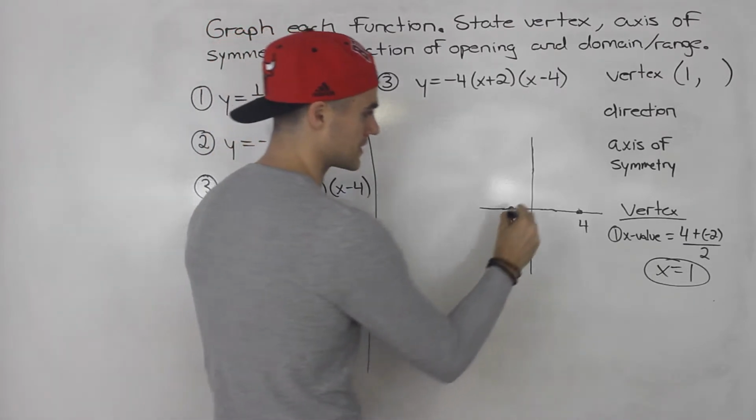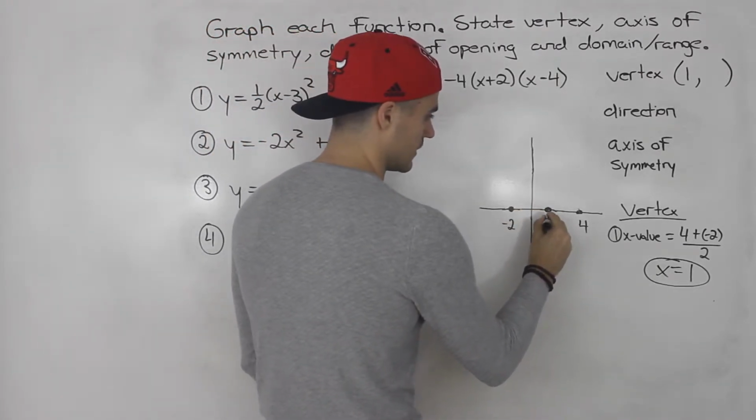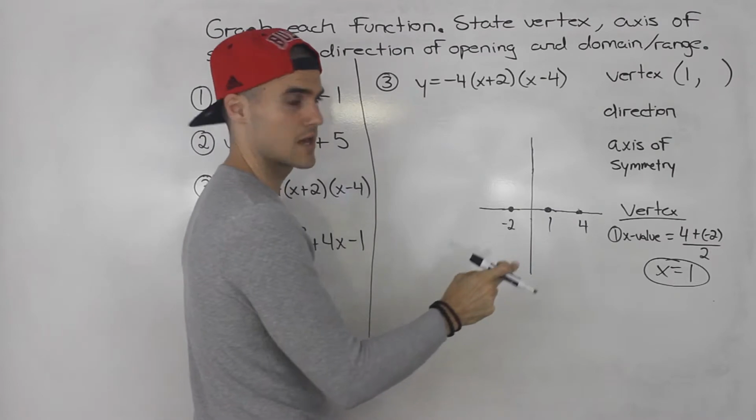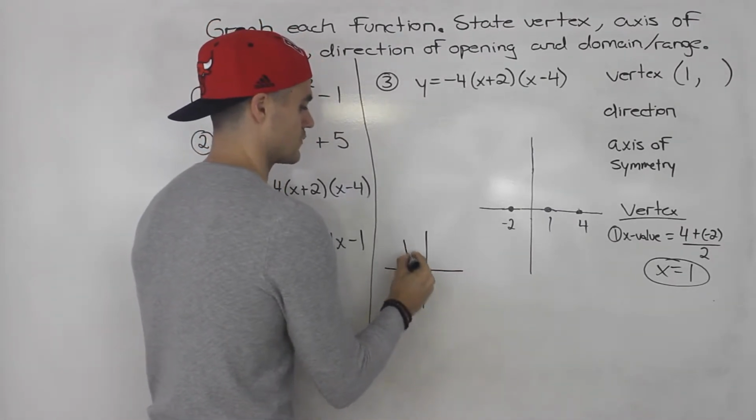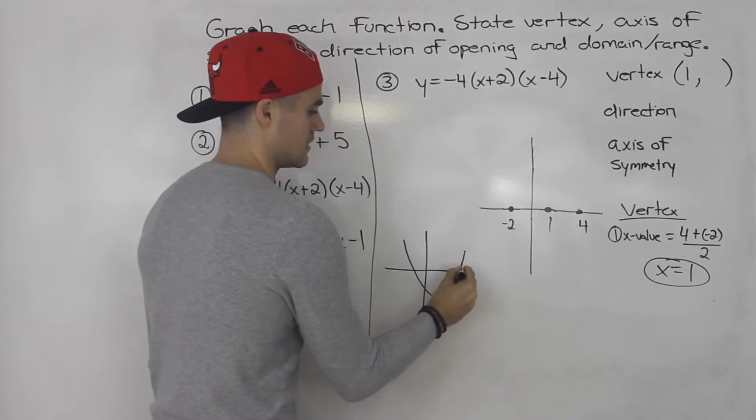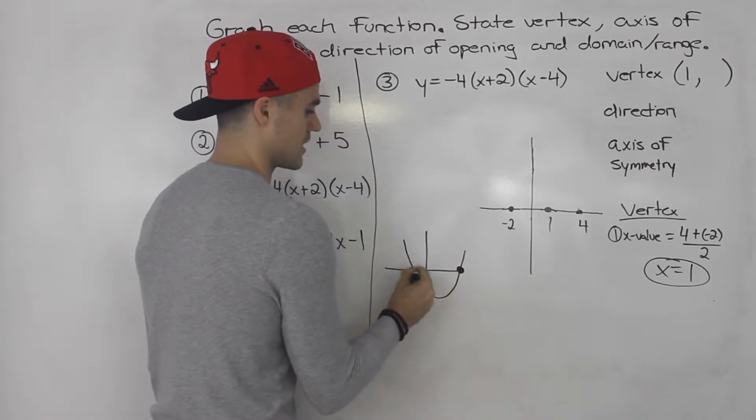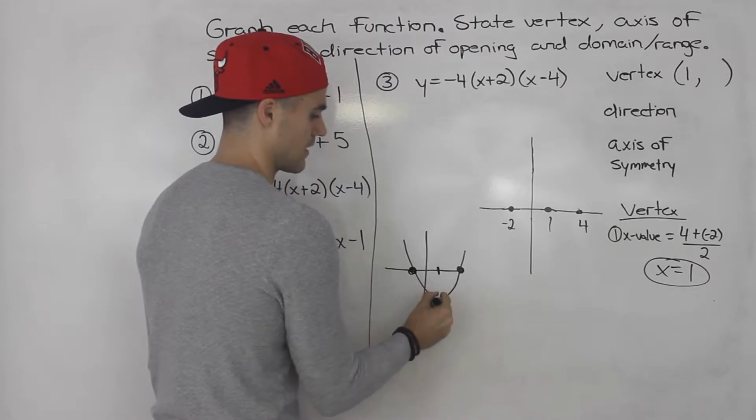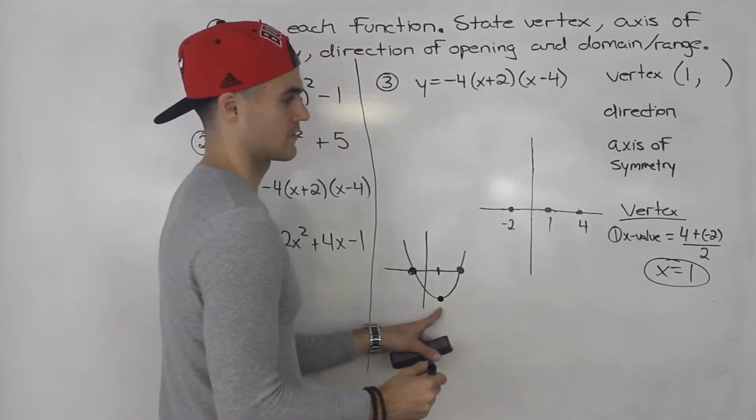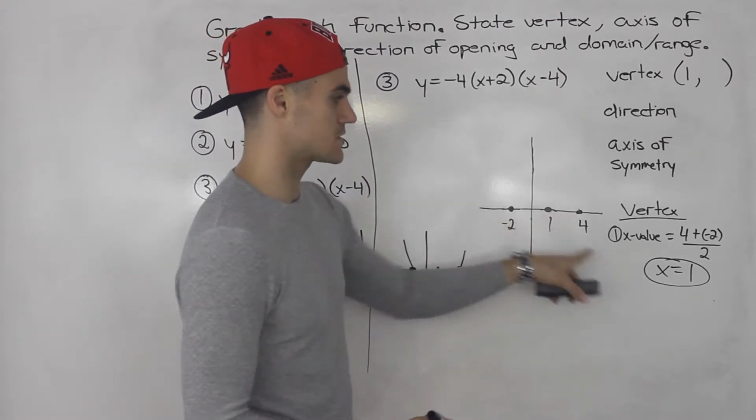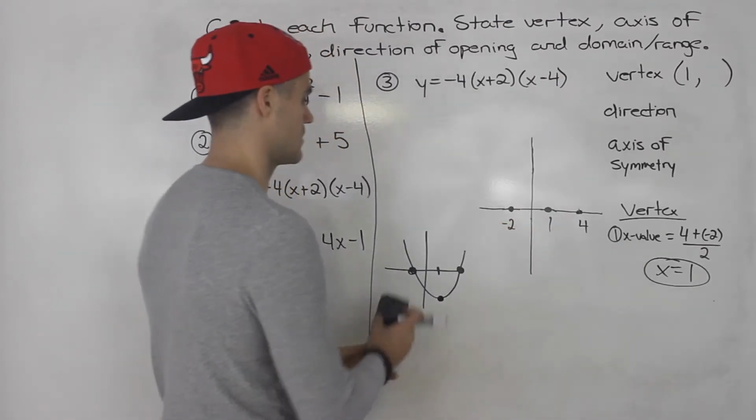Right? And that makes sense because 1 is right in the middle of the intercepts. And a quadratic, a parabola, is always symmetrical. So for example, if this is the x-intercept, and this is the x-intercept, the middle is right there, which is the x value of the vertex. Right? So the middle of the intercepts is always going to be the x value of the vertex.